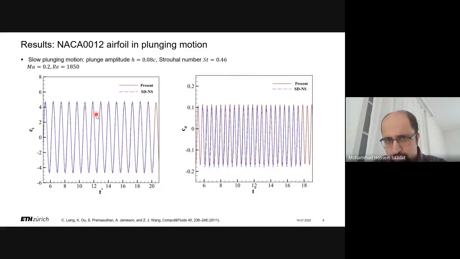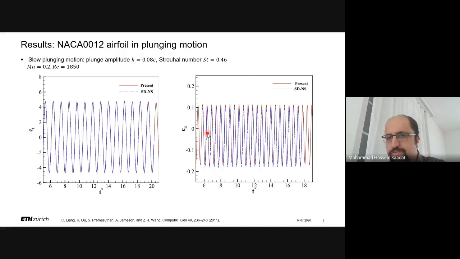Now to quantitatively validate the solver, here we have compared the time evolution of lift and drag coefficients with the numerical results of the spectral difference compressible Navier-Stokes solver. We see a very good agreement. The lift coefficient oscillates symmetrically around zero, but the net average of the drag coefficient is a small negative number. That means that in this case, we have a small thrust.